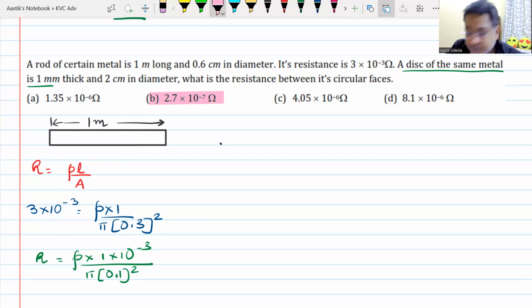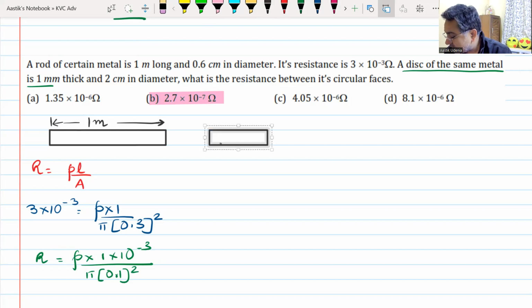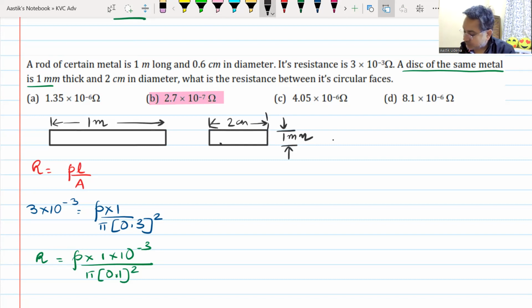If you have made a mistake, see where you have made a mistake. This was a rod. If you can call this as the disc. The thickness of this disc was 1 mm. And this was the radius or diameter of the disc, 2 centimeter. And I've already told you how to find out the resistance between 2 points. So everything in this question was known to you.